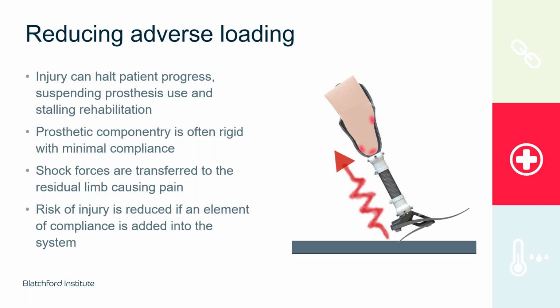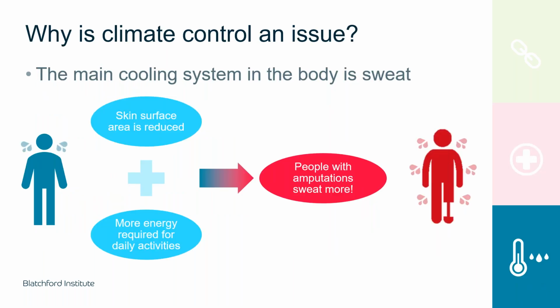Now, climate control. As I said, it's a fairly new topic, but it is a really important one. We're all aware of sweat. Sweat is the main cooling system of the body, and the skin is able to adapt to different conditions. So, when the surface area of the body is reduced, like it is after an amputation, the remaining skin sweats proportionally more to achieve the same amount of cooling.